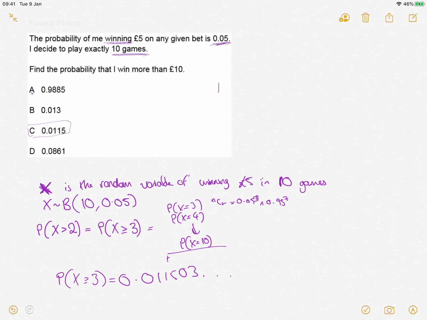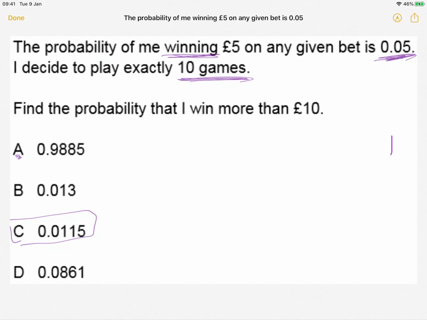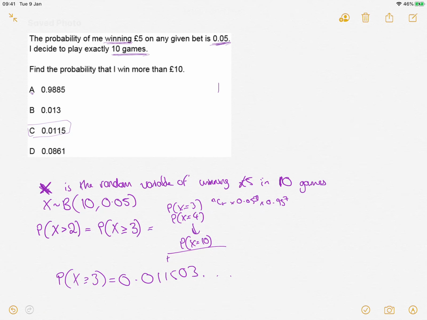But if you think about it, if you're getting a probability like A, well, the probability that I win is quite low. It's only 5%. So getting more than £10 is maybe not that likely. So if you're getting something that high, then you might want to just think about, that sounds a bit high, because the probability of winning isn't actually that great.